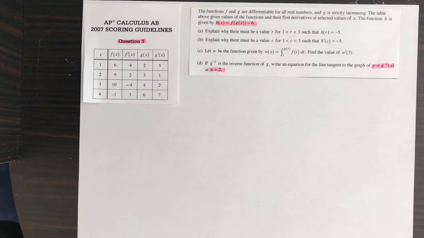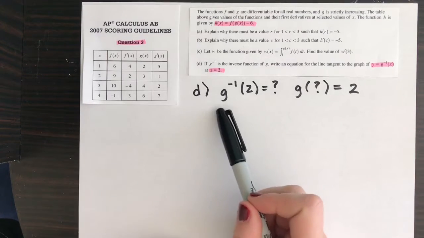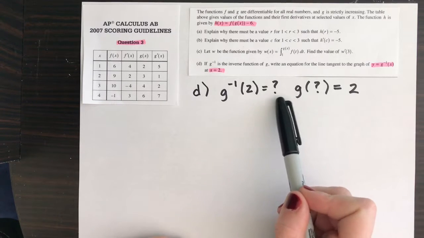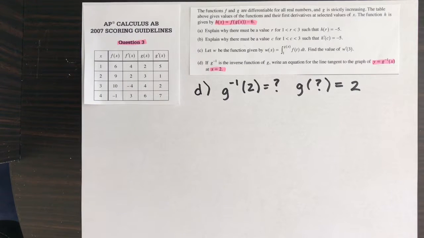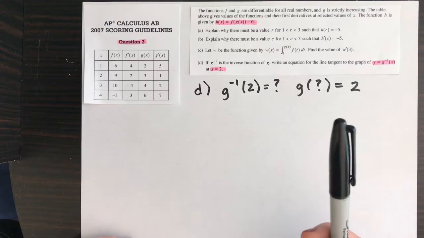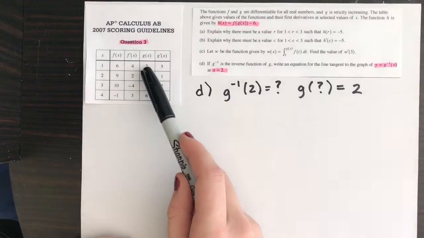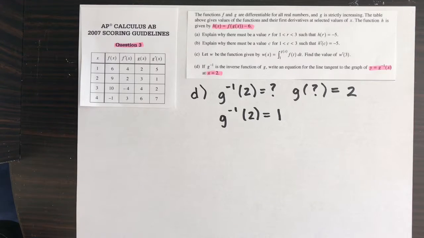Finally, moving on to part D, we're asked to find the line tangent to y equals g inverse of x at x equals 2, where g inverse of x is the inverse of g of x. So since we know that inverse functions swap x's and y's with the original function, that means that g inverse of 2 is equal to some value, and if we plug that value back into g, we'll get 2. So to find g inverse of 2, we should look at our table and find where g is equal to 2. And now seeing this, we can see that g is equal to 2 when x equals 1. So using that logic, we find that g inverse of 2 equals 1.